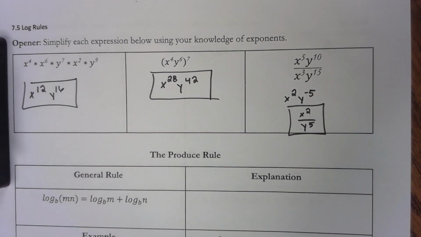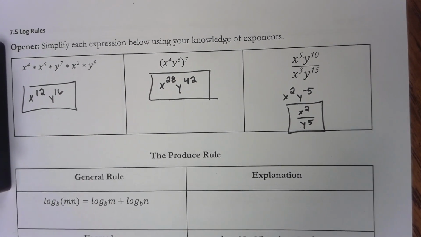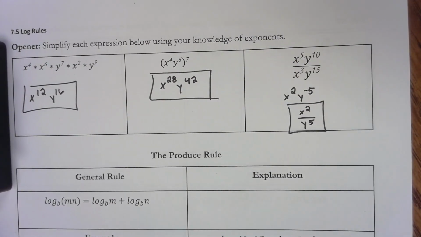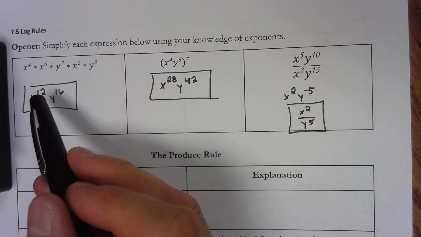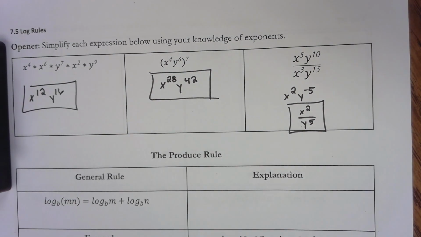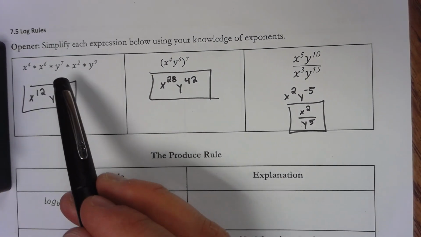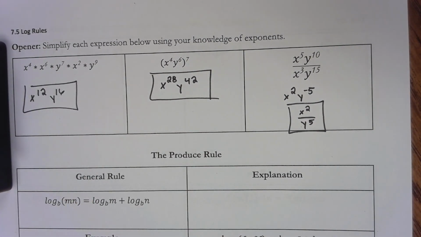So in this opener, again, we're just reviewing some of the exponent properties that we had done in 7.1. In the first warm-up problem, all those bases are being multiplied. When we have same bases being multiplied, we add those exponents together. So the 12 is coming from 4 plus 6 plus 2, and then the 16 is coming from the 7 and the 9 on the exponents for the y's.